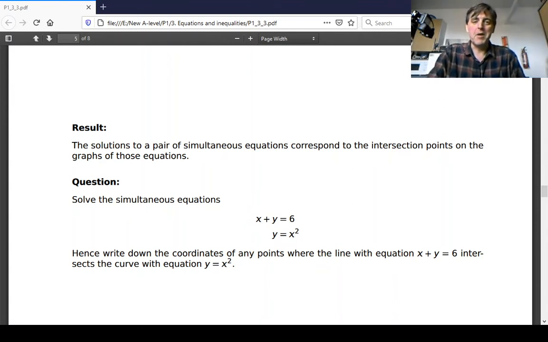Okay, so another question on the screen for you. Please have a go at this one, and you'll notice that this one involves a quadratic here as well. So there may be more than one point of intersection, there may be more than one solution to your simultaneous equations. Have a go at the question, pause the video, restart once you've got your answer.